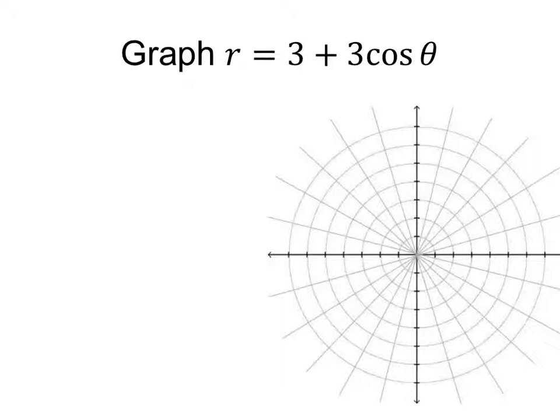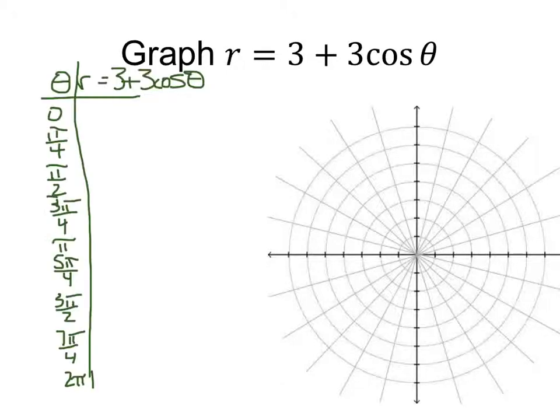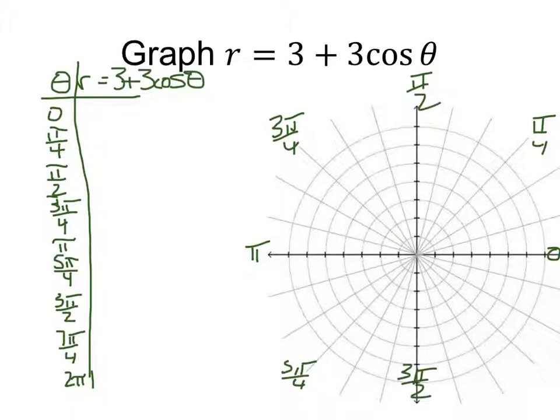I have r equals 3 plus 3 cosine of theta. And I'm going to go ahead and create an XY chart and choose my points for my angle theta. So here's my chart. I have chosen my angles 0, pi over 4, pi over 2, 3 pi over 4, pi. And so 0 is here. Pi over 4 would be here. Pi over 2 is here. 3 pi over 4 would be that angle. I have pi, 5 pi over 4. This will be 3 pi over 2. We have 7 pi over 4. And last but not least, we get back to 2 pi.